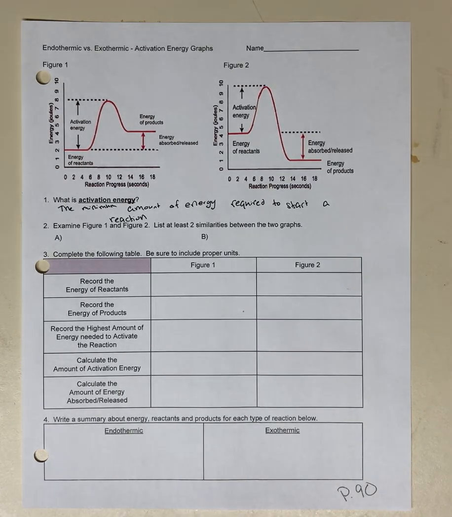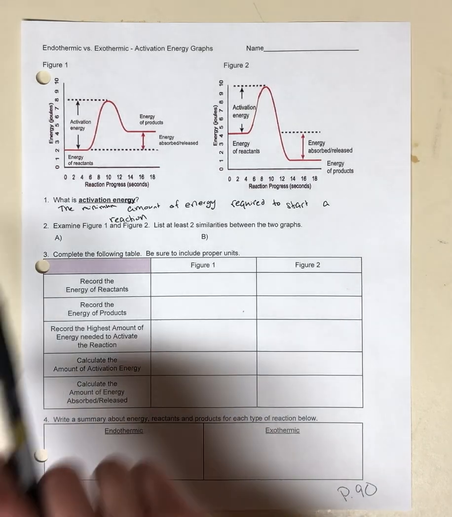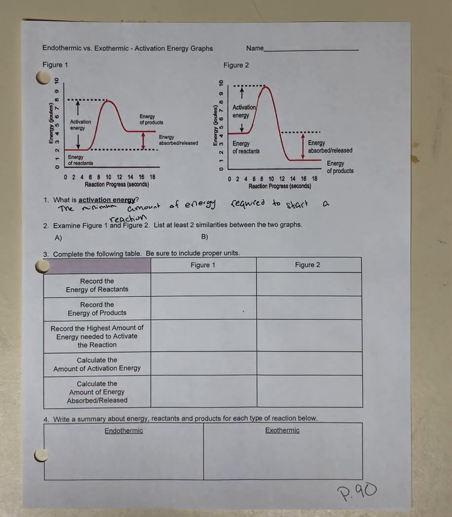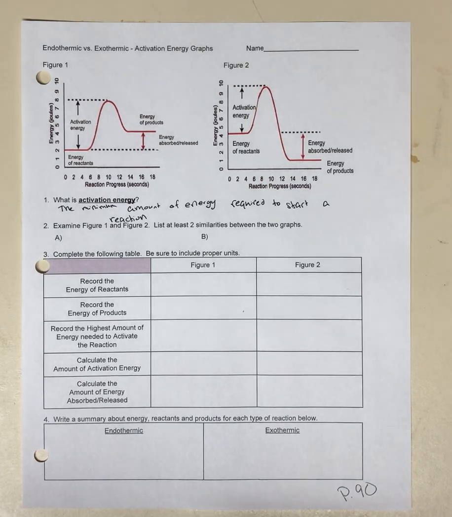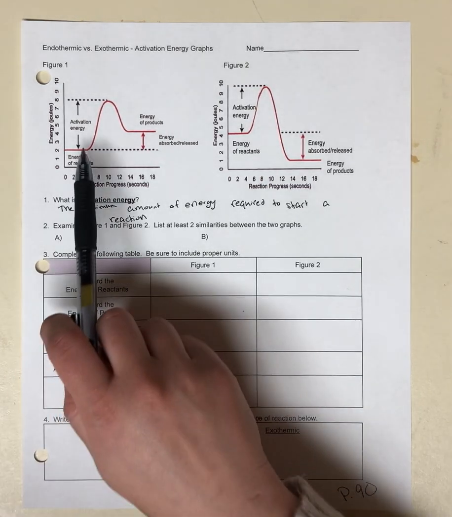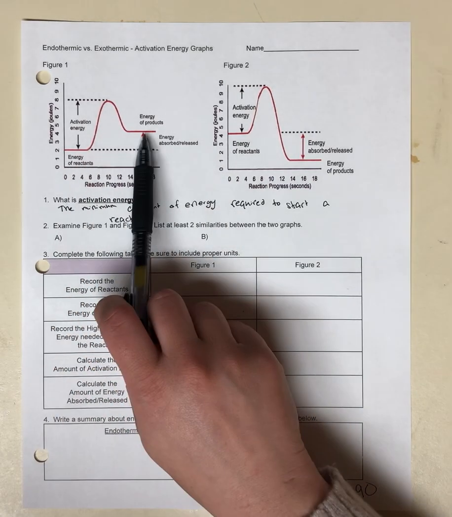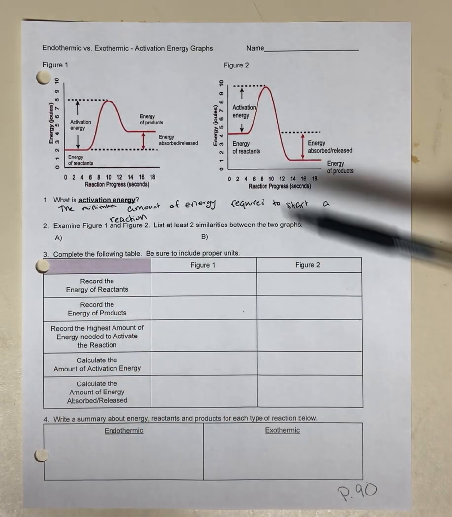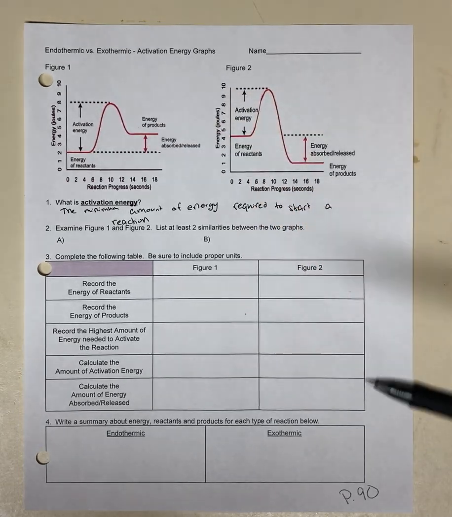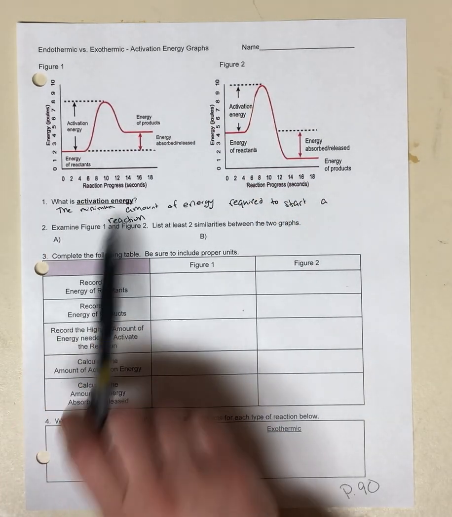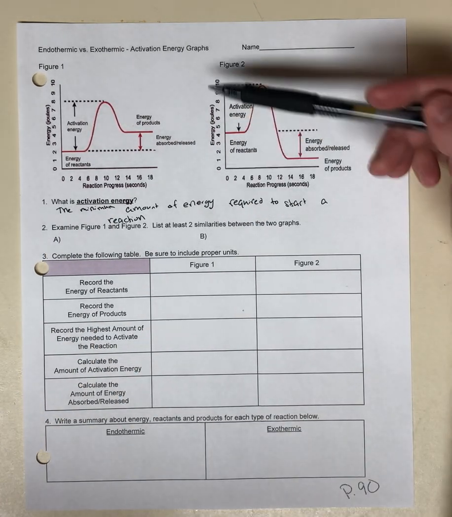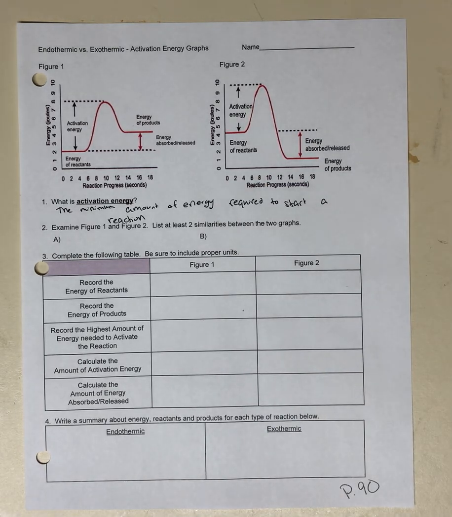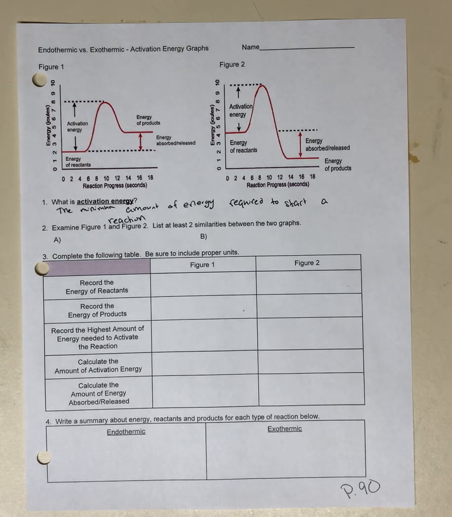So what you're going to do now is look at these two graphs right here, figure 1, figure 2, and find at least two similarities between the two graphs. From what I'm seeing, they both have energy of reactants on one side, energy of products on the other. I see a hump on both of them. I see seconds on the x-axis, energy on the y-axis. So pick two of those similarities and write them here.